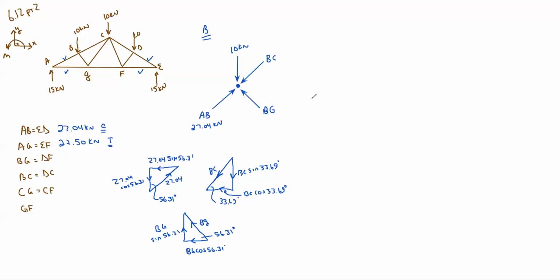Well, let's see. We can start with the summation of forces in the x direction. Again, bear with me a little bit. There's an ABX component. There's a BCX component, which is in the negative direction based on my assumption. And there's a BGX component, also negative based on the direction that I chose.